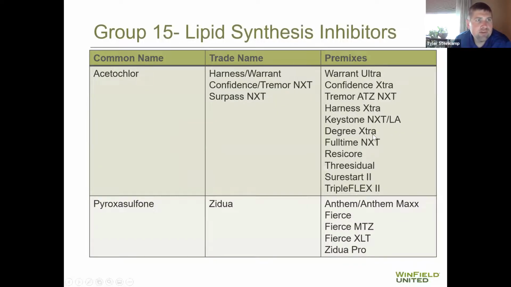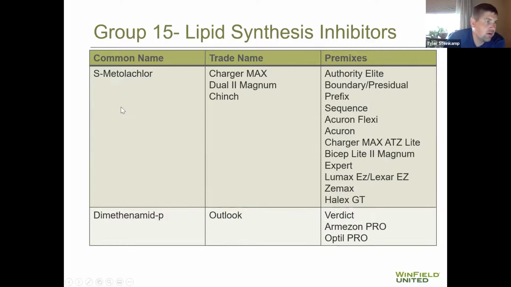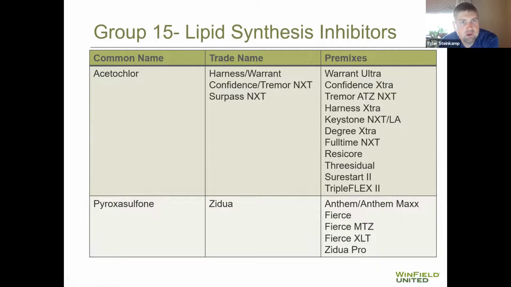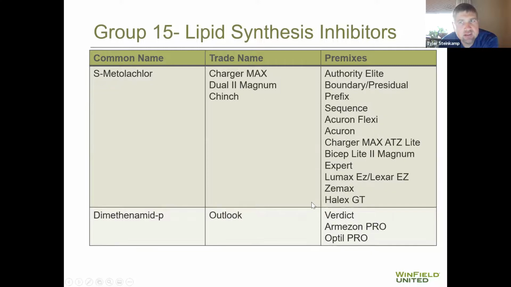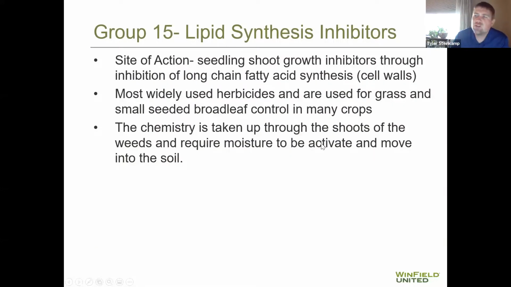Okay, group 15s. There's quite a few in this category that are named. However, there's only 4 that are actually the active ingredients here. We have acetochlor, pyroxasulfone, S-metolachlor, and dimethenamid-P. Okay, those are the 4 in this category. And then there's quite a few different ones outside of that, or in the trade names and the premixes here. Site of action, this one is unique.